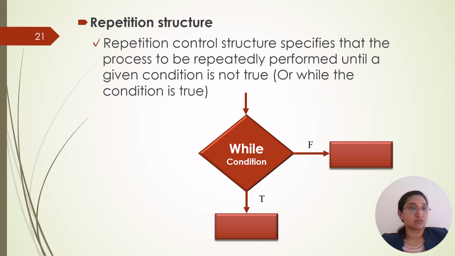So there are three control structures. Sequence structure, if you need to follow the steps exactly one after the other. Selection structure, if you need to make a decision based on a condition. Repetition structure, if you need to do the same thing again and again until a given condition is not true or while a given condition is true.